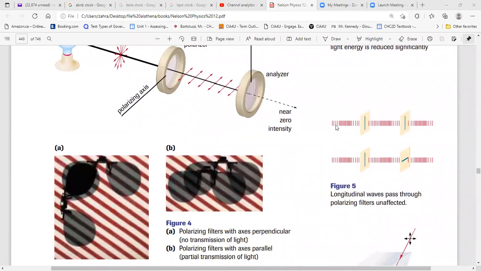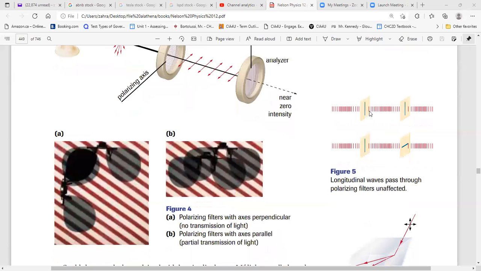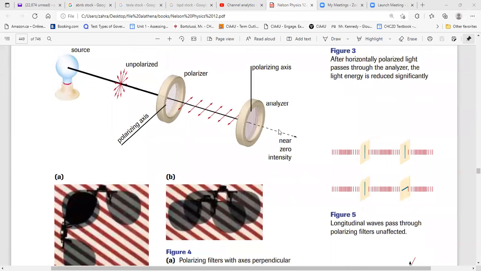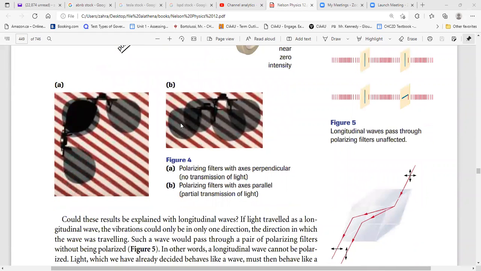If you have a longitudinal wave and you put a polarizer in front of that, in the direction of that, they pass through, and if you put it vertical or horizontal, they pass through, it doesn't matter what. The polarizer will not affect a longitudinal wave, just a transverse wave. There are some applications for that.